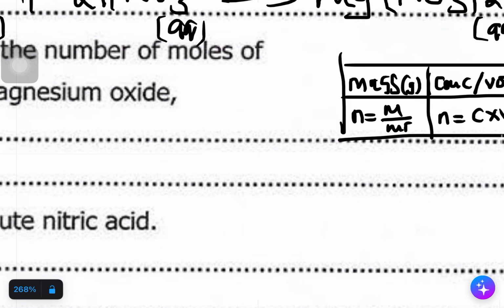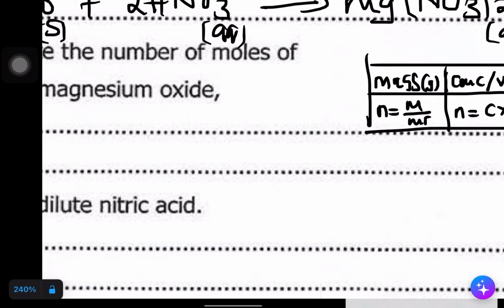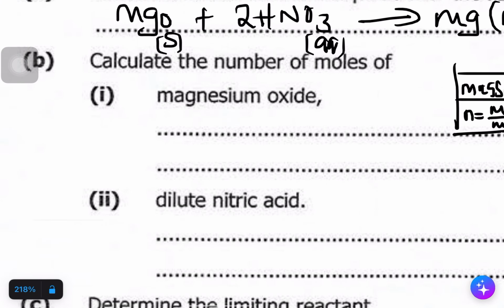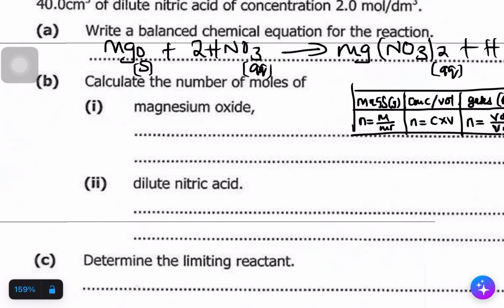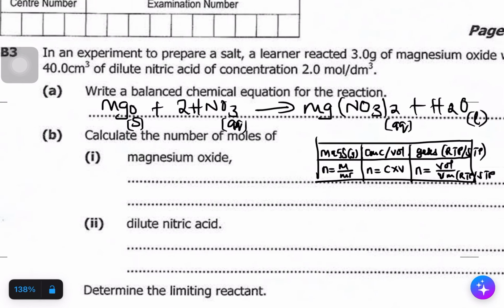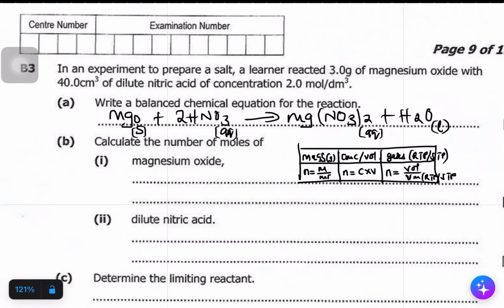Now, let's try to see what we are given. From the question, we are asked to calculate the number of moles of magnesium oxide. So if we look at magnesium oxide from the data, we are given that in an experiment to prepare a salt, Elena reacted 3.0 g of magnesium oxide. So magnesium oxide is having mass.